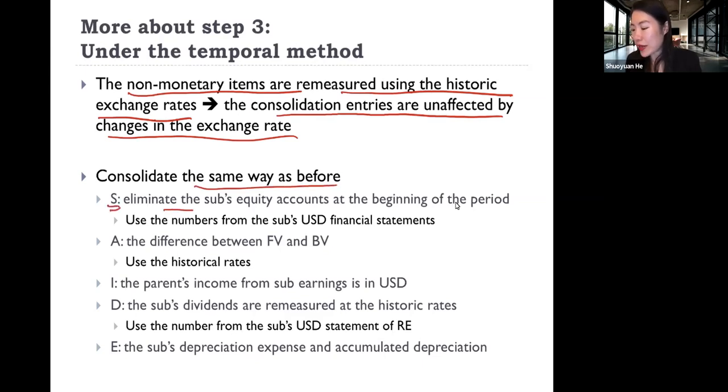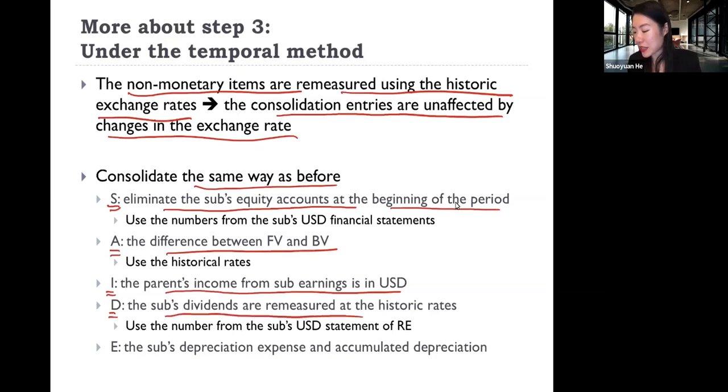S entry, to eliminate the subsidiary's equity account at the beginning of the period. A entry, the difference between face value and fair value and book value. I entry, to eliminate the parent's income from the subsidiary. D entry, to eliminate the subsidiary's dividend. And E entry, the subsidiary's depreciation and cumulative depreciation.